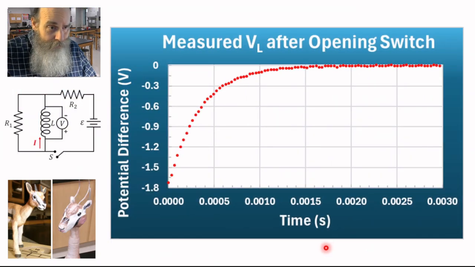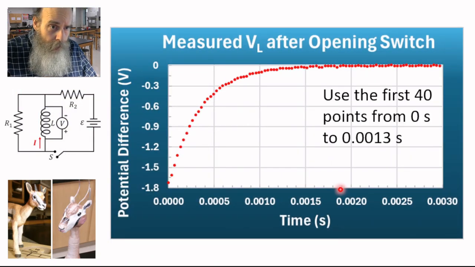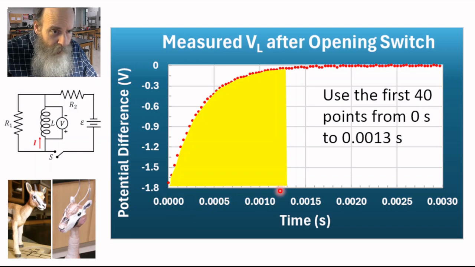Here's our data again. Now I'm going to use the first 40 points of this data, so from 0 to 0.0013 seconds. All of these points, that's what I'm going to use for the graph of the ln VL over V0. I'm not going to use this point because this gets very noisy here because it's fluctuating around 0 volts.